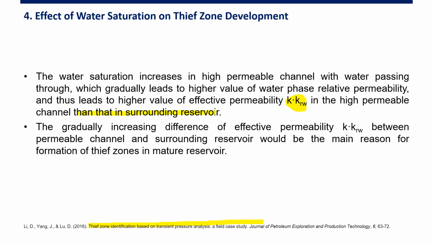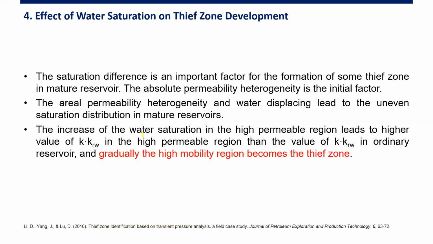Okay, let's follow the idea here. The gradually increasing difference of effective permeability, K multiplied by KRW, between permeable channel and surrounding reservoir will be the main reason for formation of thief zones in major reservoir. Let's continue. The saturation difference is an important factor for the formation of some thief zone in major reservoir. The absolute permeability heterogeneity is the initial factor. But another very important factor is the saturation difference.